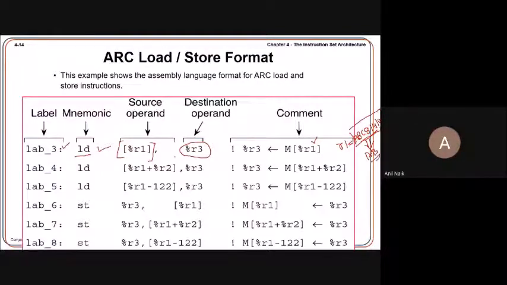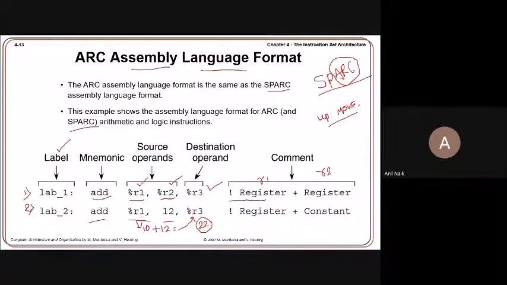So here we are loading the R3 register from the content of the memory location that is specified by the R1 register, as per this. For example, to perform the addition, one data is available directly in the registers and there is a constant value.